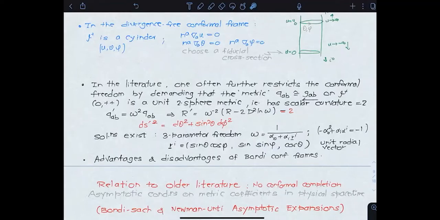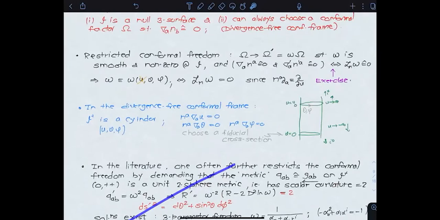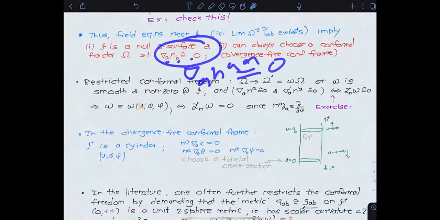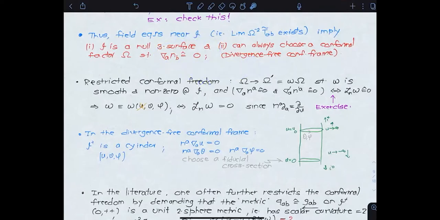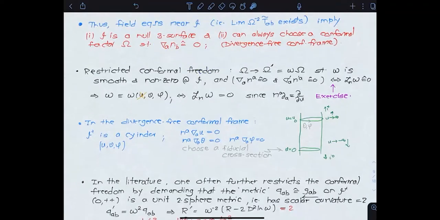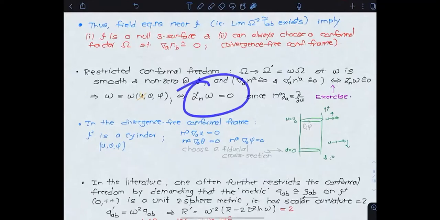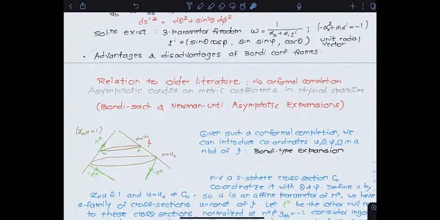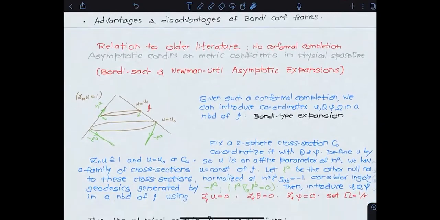In most of the discussion, we are not going to do this. We're just going to look at the divergence-free conformal frame. So we're just going to assume that grad_A n_A equals 0 at Scri, which means grad_A n_B at Scri is also equal to 0. That is by the field equations, Einstein's equations. And then the restricted conformal freedom is just equal to this.